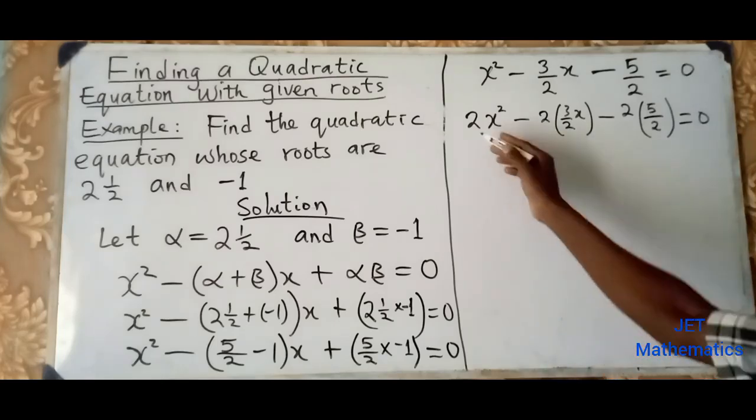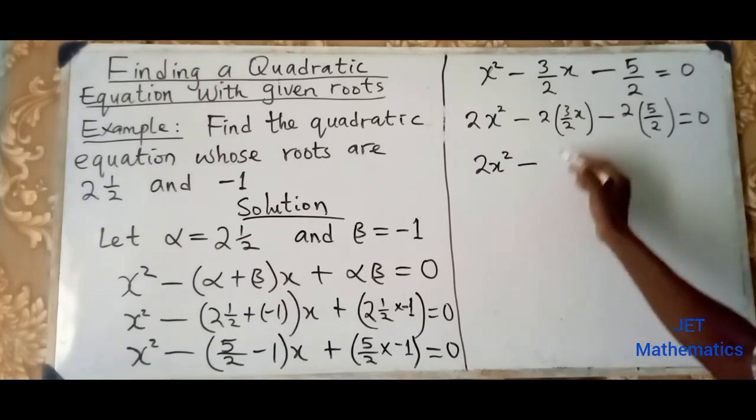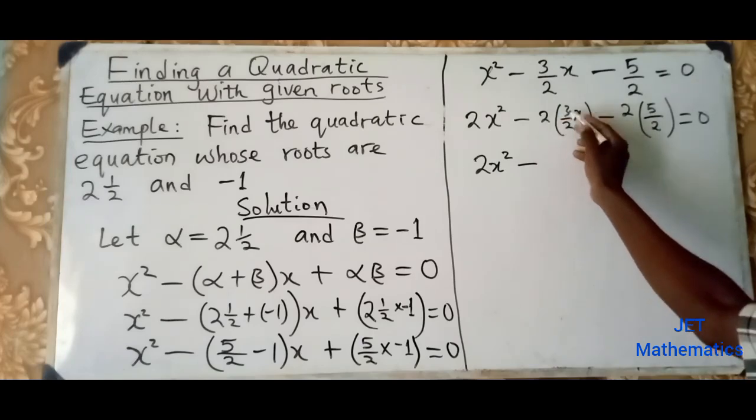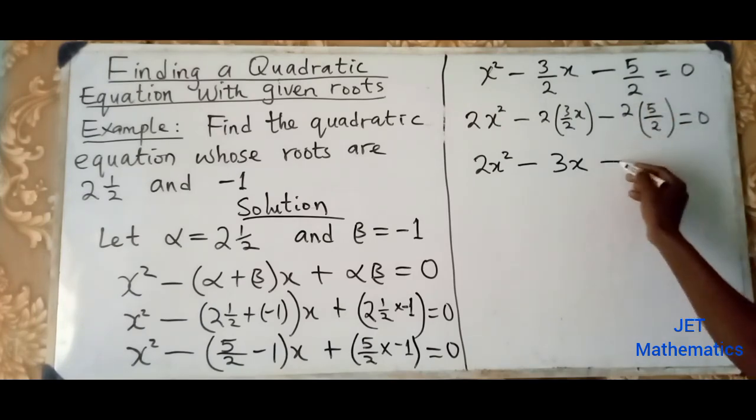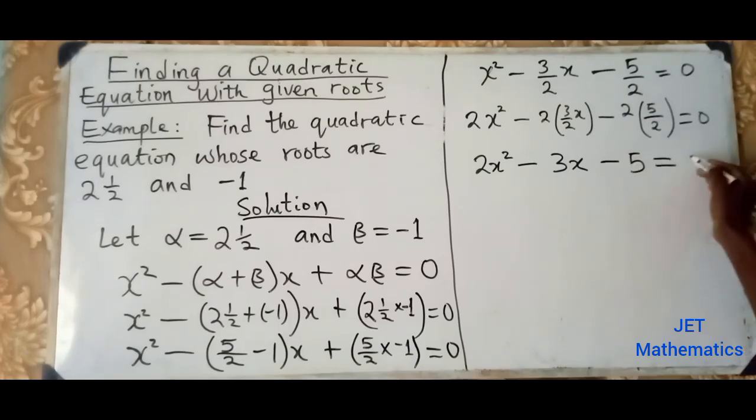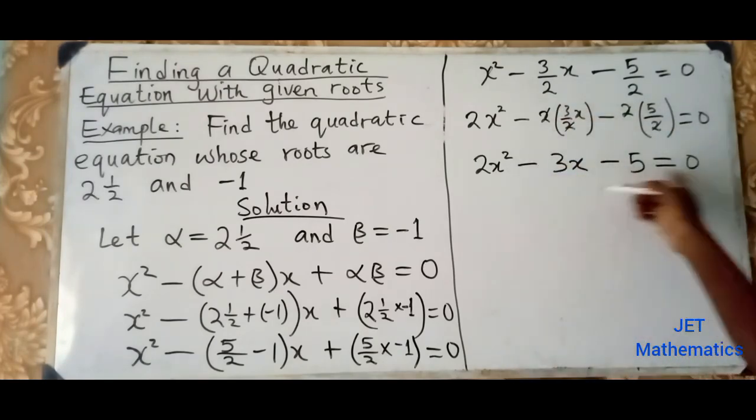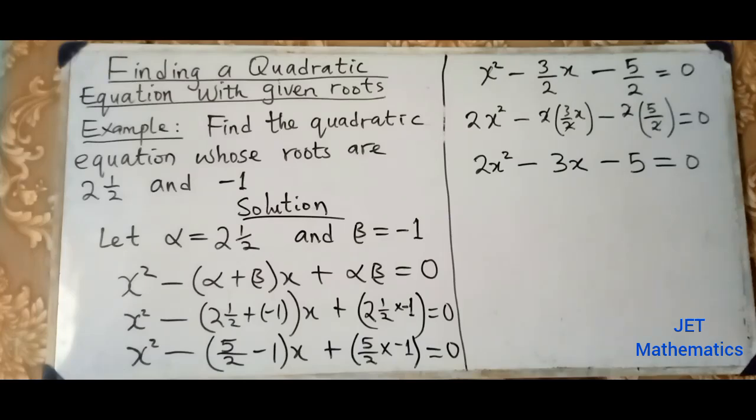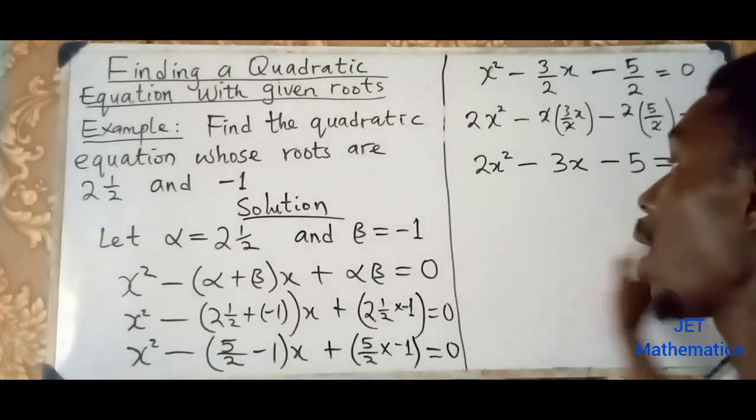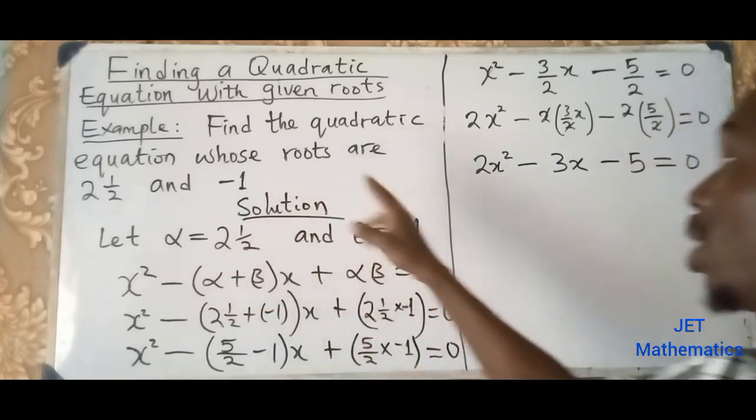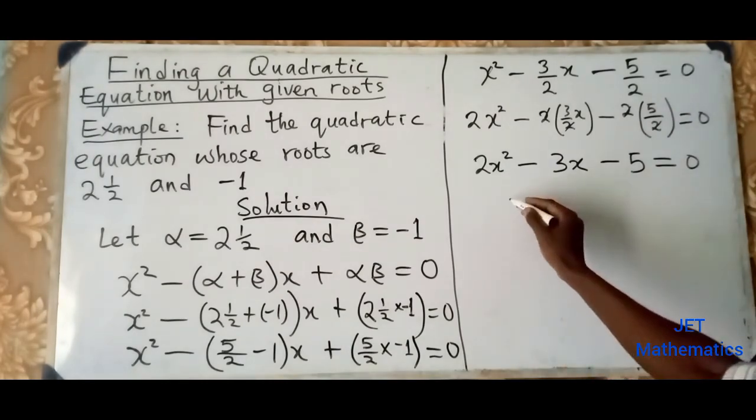So simplifying further, we have 2x squared, minus 2 cancels out with 2 here, so we are left with 3x, and 2 cancels out with 2 here, we are left with minus 5 equals 0. So this goes off with this, goes off with this. And so we have this as our quadratic equation. So this is the quadratic equation whose roots are 2.5 and minus 1.